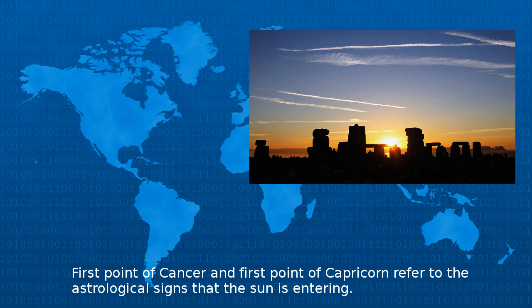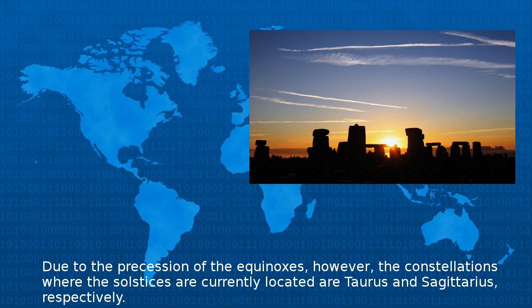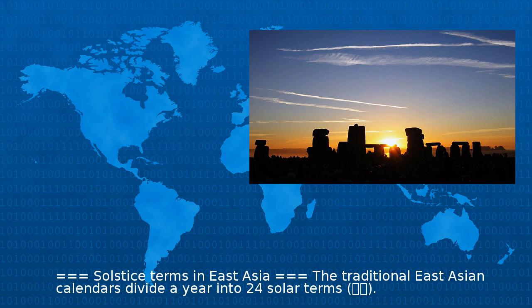First point of Cancer and first point of Capricorn refer to the astrological signs that the sun is entering, due to the precession of the equinoxes. However, the constellations where the solstices are currently located are Taurus and Sagittarius, respectively.